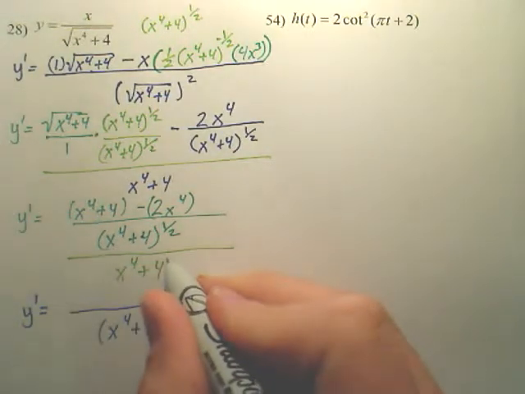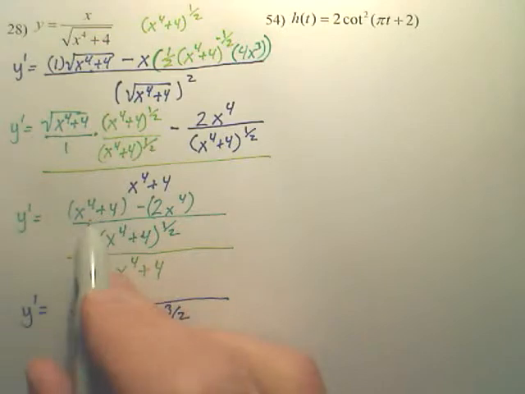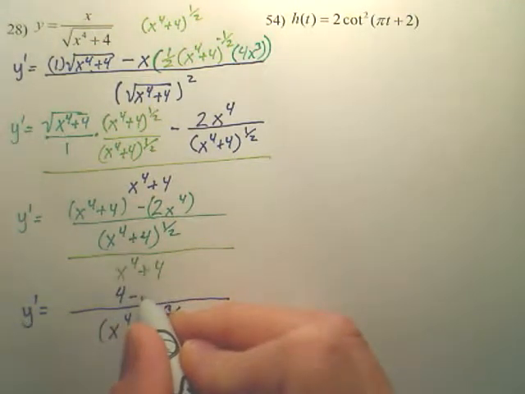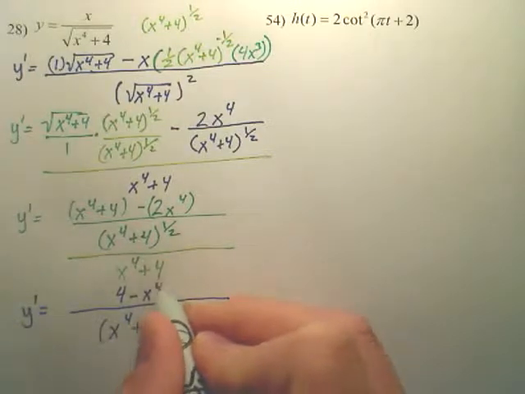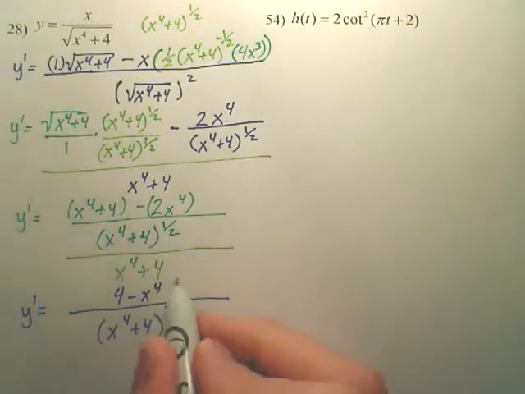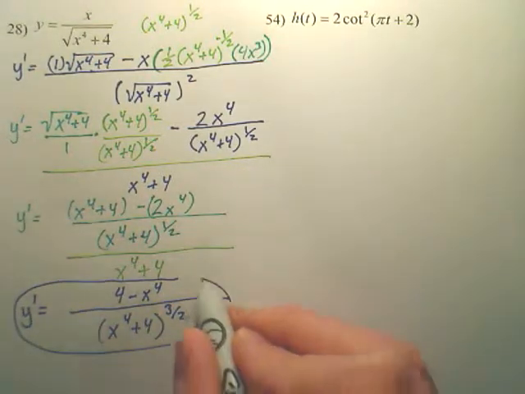1/2 plus 1, this is to the first power. And when you combine the tops, it looks like I get a 4 minus x to the fourth, because x to the fourth minus 2x to the fourth. And I believe that is your answer.